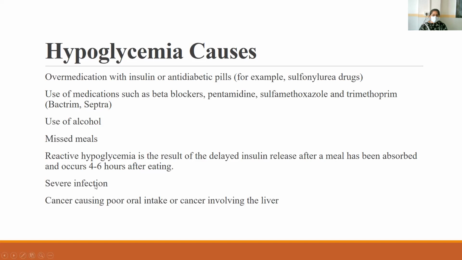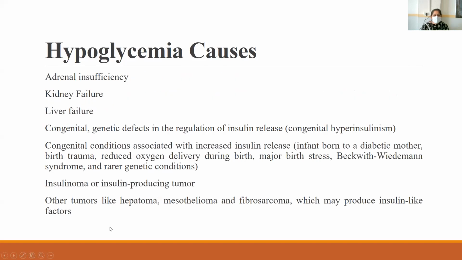Then certain severe infections can also cause it, and cancer causing poor oral intake or cancer involving the liver, because when a patient has cancer and oral intake of food is not taken properly, that also could lead to hypoglycemia. Now, other hypoglycemia causes are adrenal insufficiency, meaning your adrenal gland is not able to secrete the adrenaline, which can help in increasing the glucose level. That is why we are telling that endocrinology is a very fast developing field where you are understanding the role of hormones in the cause of many diseases.